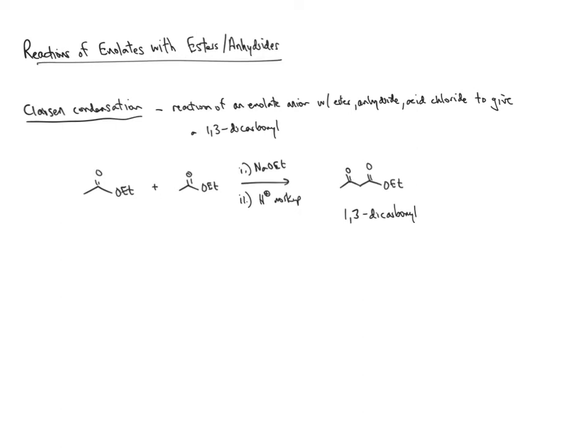And so the first thing that's going to happen is that we're going to undergo a deprotonation of one of the two ethyl acetates with sodium ethoxide. So let's say we take this carbonyl and undergo deprotonation. We're going to form an enolate. And then this enolate is then going to react with the second equivalent of ethyl acetate. And it's going to react via its carbon atom, because in the HOMO, that's going to be the largest lobe. And so this is going to be a nucleophilic acyl substitution mechanism.